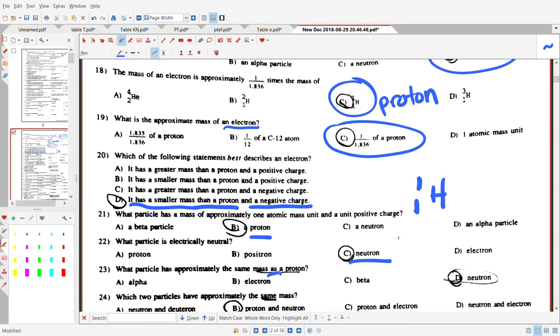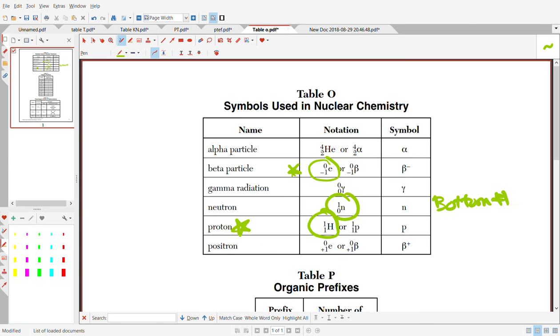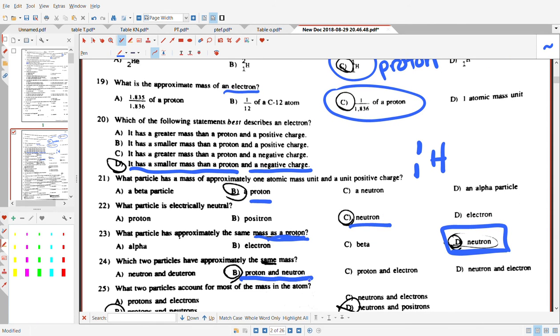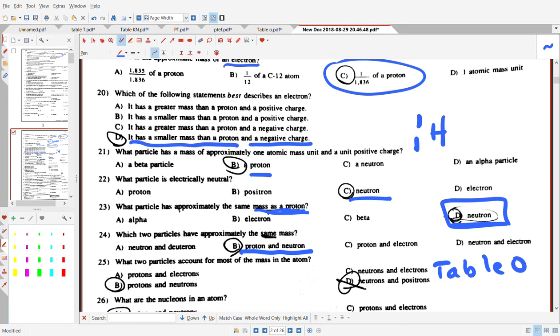Which particle has the same mass as a proton? Let's look. Proton is a 1. Neutron is a 1. So there's your answer, neutron and proton. Which two particles have the same mass? Proton, neutron. Very popular Regents question. I showed you on Table O that neutron was this, proton was this, and we know the top number is the mass. So it's proton and neutron.